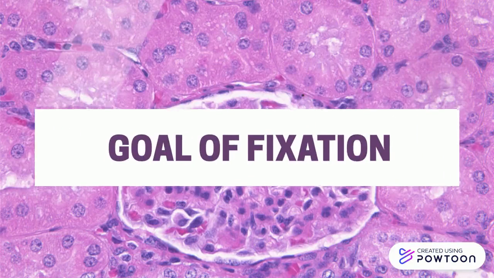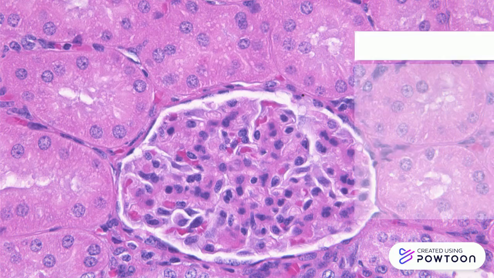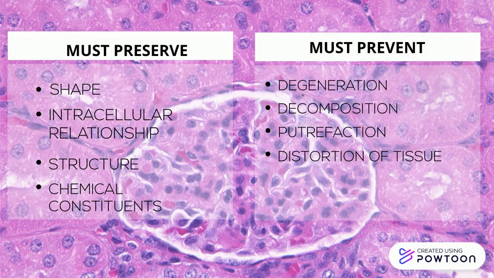The primary goal of fixation is to preserve the morphologic and chemical integrity of the cell in as lifelike a manner as possible. The second goal of fixation is to harden and protect the tissue from the trauma of further handling so that it is easier to cut and process for microscopy. With fixation, the shape, structure, intracellular relationship, and chemical constituents of tissues are preserved.